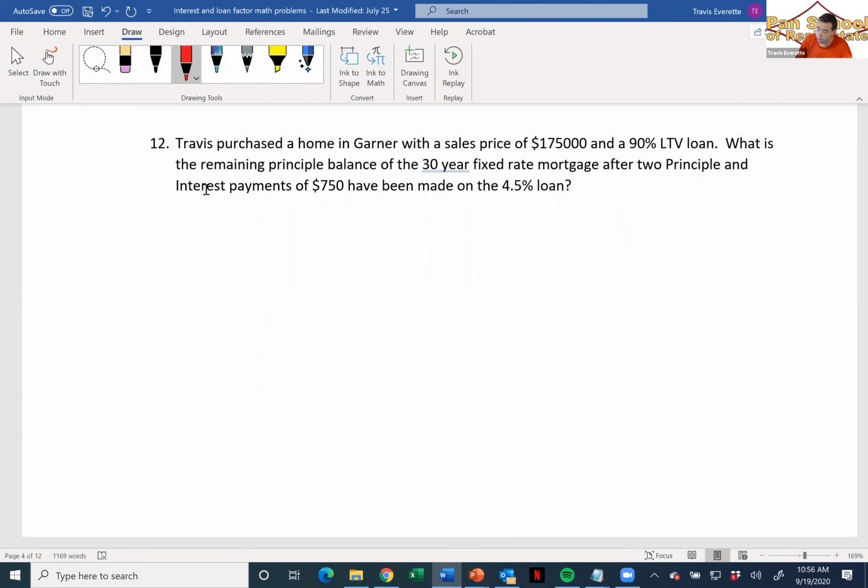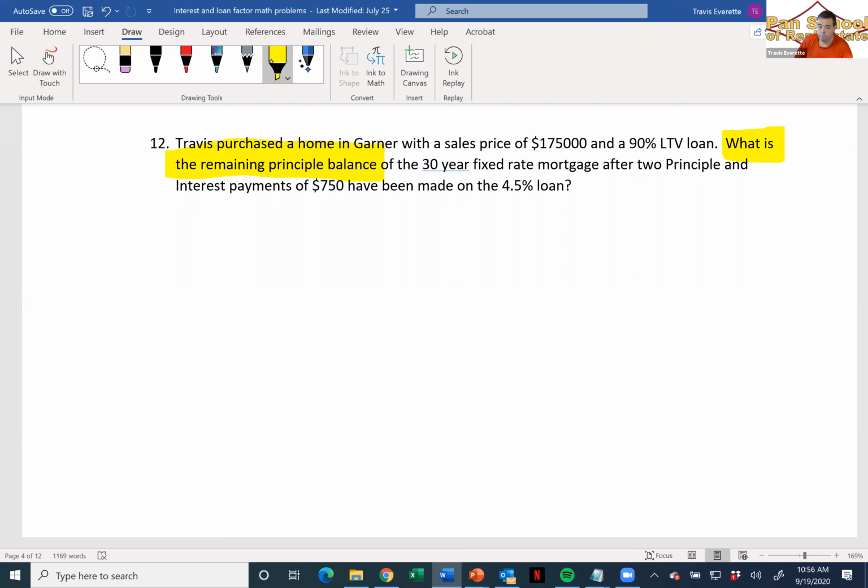It says Travis purchased a home in Garner with a sales price of $175,000 and a 90% loan-to-value loan. What is the remaining principal balance of the 30-year fixed-rate mortgage after 2 principal and interest payments have been made on the 4.5% loan? I always like to find my question. What is the remaining balance of the loan? There's my question.